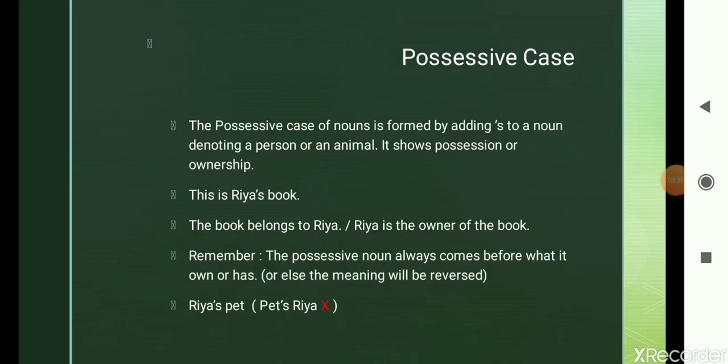One thing you have to keep in mind is that the possessive noun always comes before what it owns or has, or else the meaning will be reversed. For example, if I am saying this is Ria's pet, I want to say that the pet belongs to Ria. Ria is the owner of the pet. So over here we have to use the possessive noun before what it owns or has. Understood? We cannot say pets Ria. That will be a wrong sentence. So remember, the possessive noun always comes before what it owns or has.